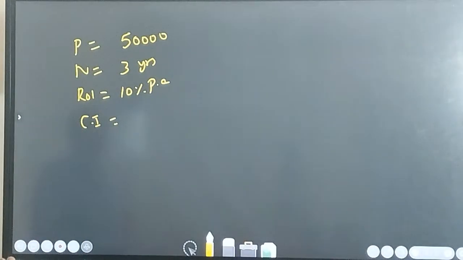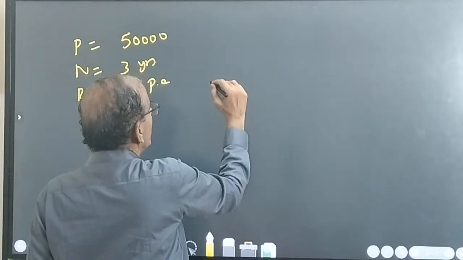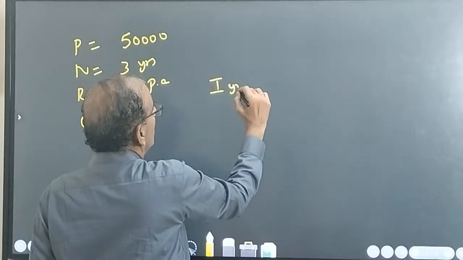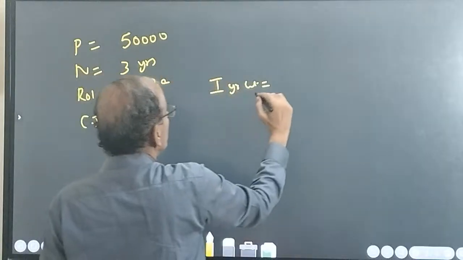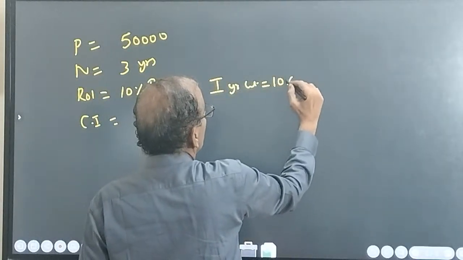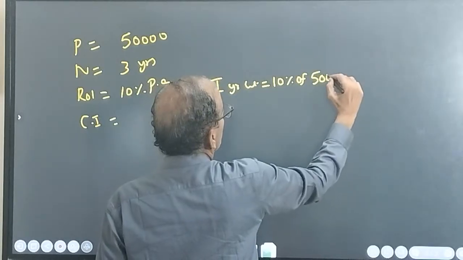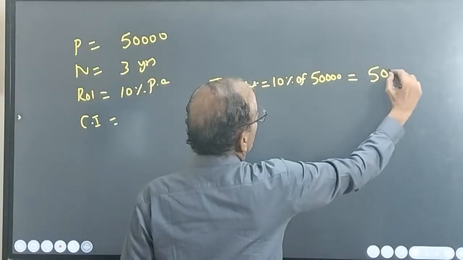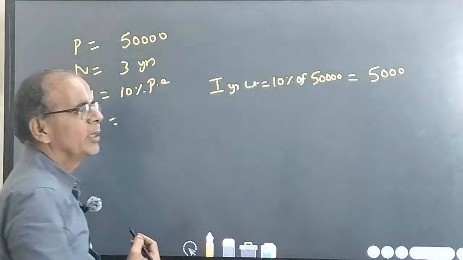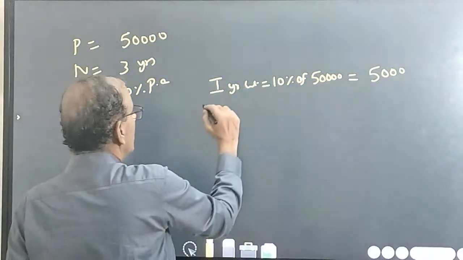But what is the easy method? Just calculate the first year interest. First year interest is equal to how much? 10% of 50,000. That is equal to how much? 5,000. Compound interest means what? For principal also I have to give interest. Interest on interest also I have to give.